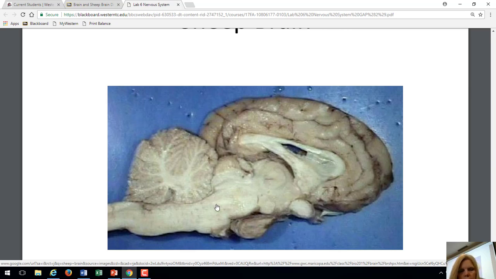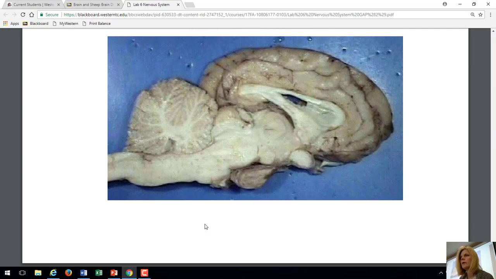So those are the structures you need to know in a side view. You need to know your ventricles, so lateral, third, fourth, cerebral aqueduct, cerebral peduncles, corpora quadrigemina, there's the cheek of that baby butt, pineal gland, thalamus, the rounded portion, hypothalamus just below that. And then you have your pons, which is this swelling here. And then the medulla oblongata, which is much larger here in the sheep brain compared to the human brain. And then spinal cord down at the bottom. And then your cerebellum with the fourth ventricle.